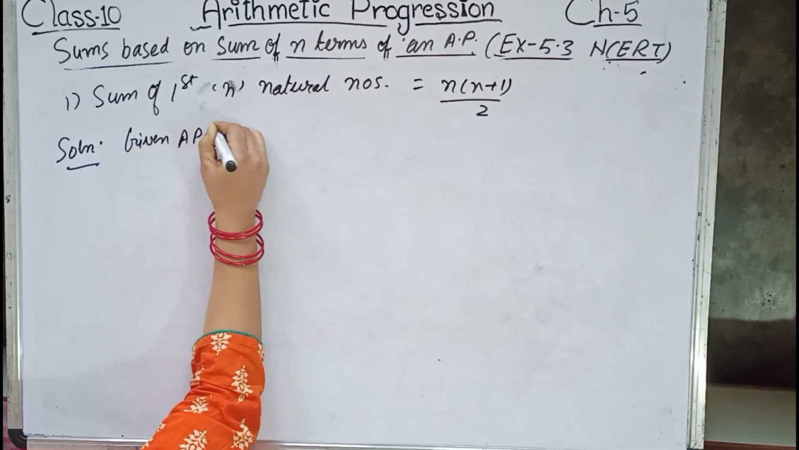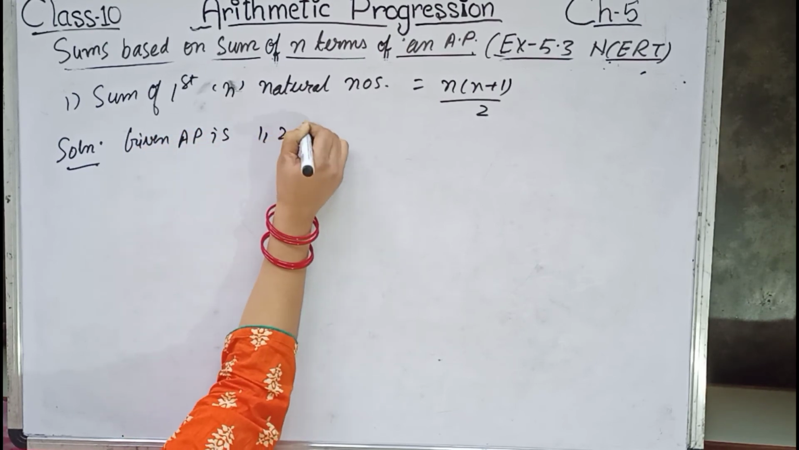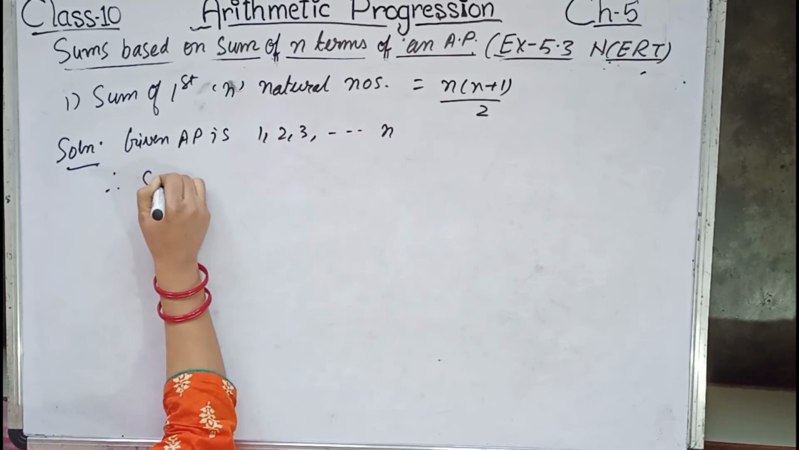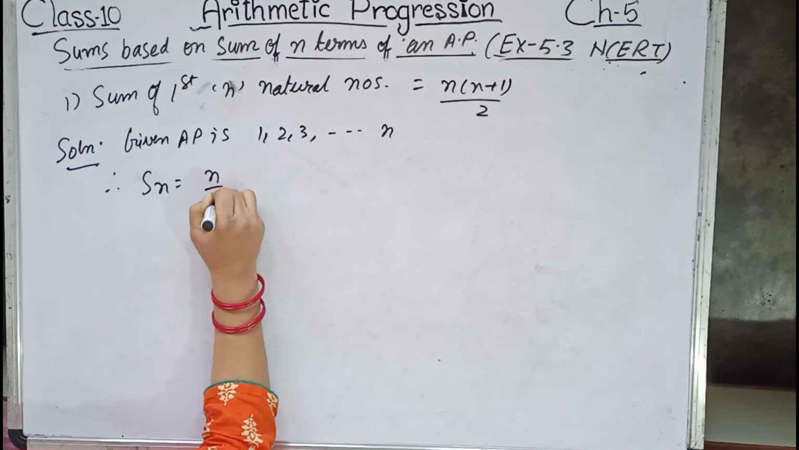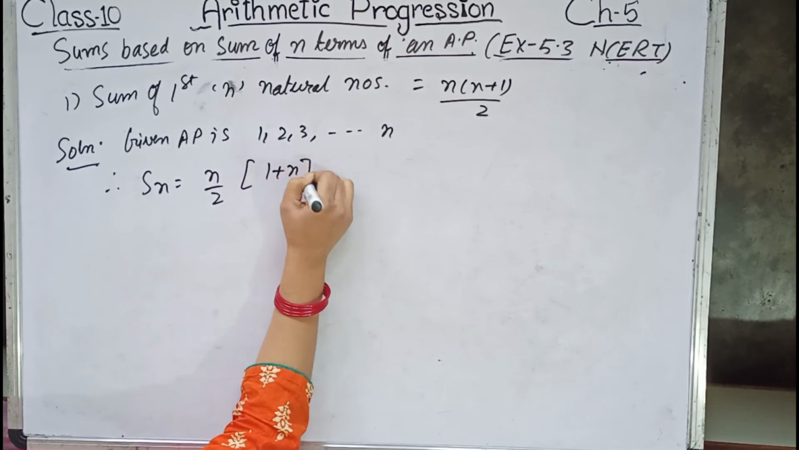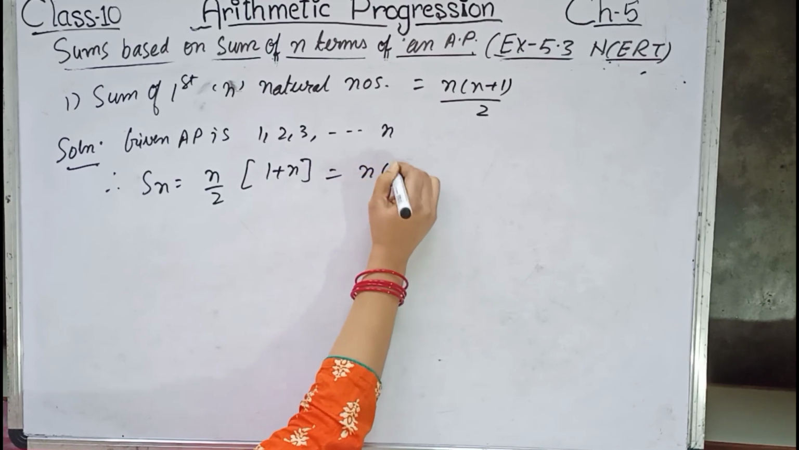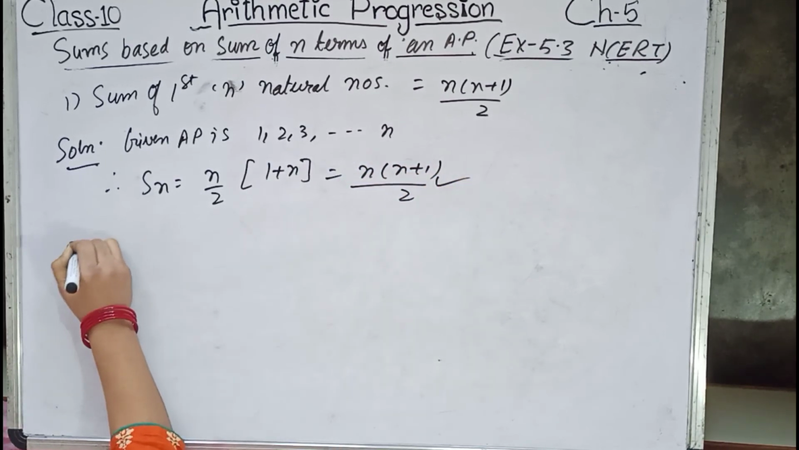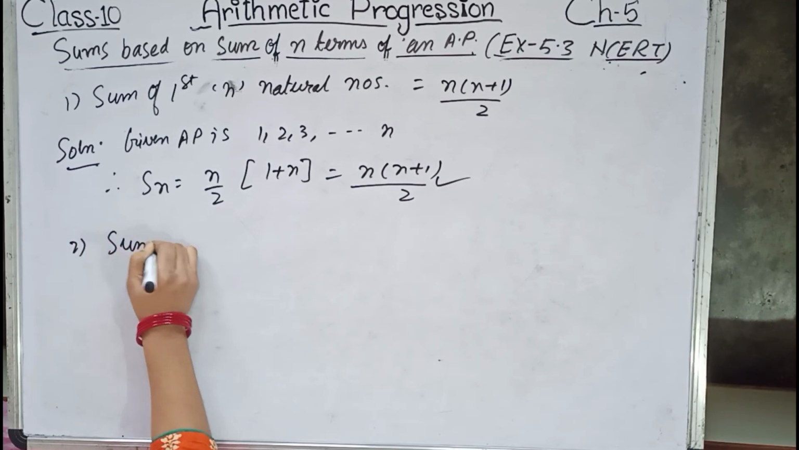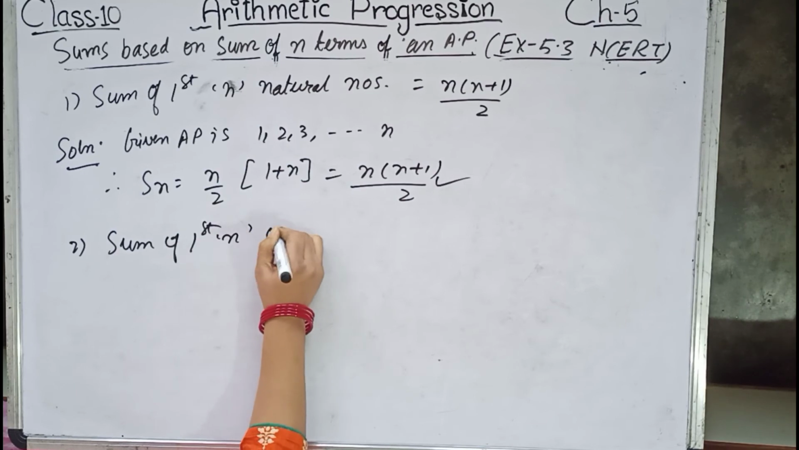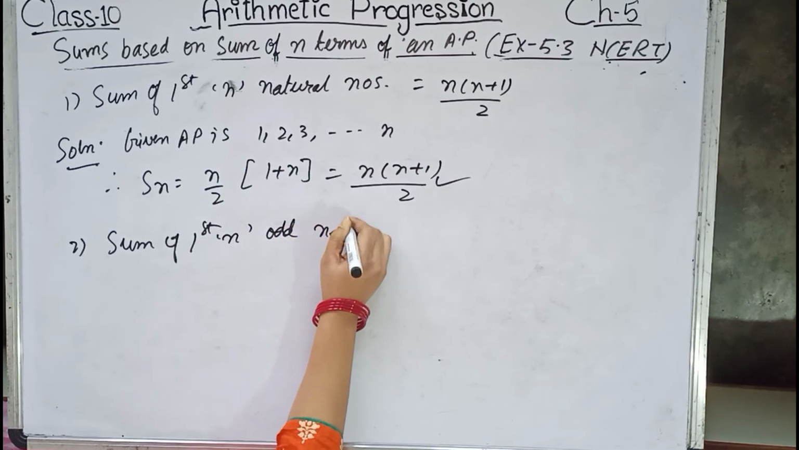Given AP is 1, 2, 3 up to so on till n. Therefore Sn equals n by 2. We can write first term plus last term as well. So over here this equals n into n plus 1 by 2. Remember it. Number 2, sum of first n odd natural numbers.